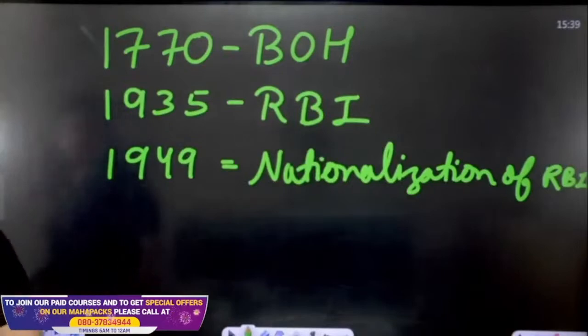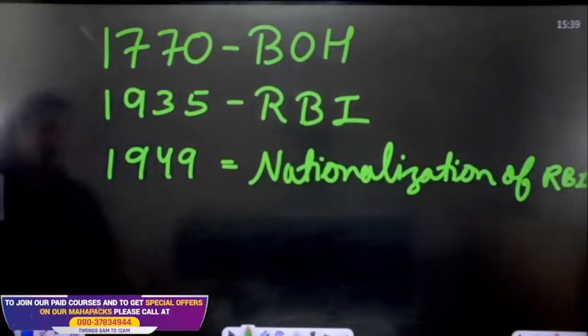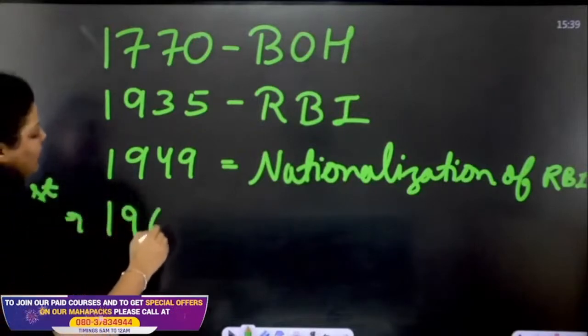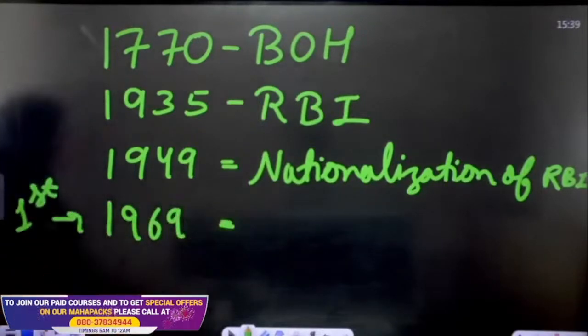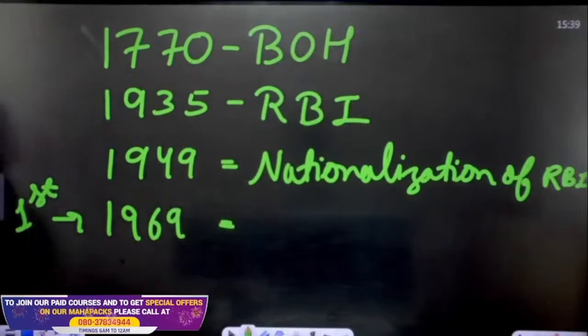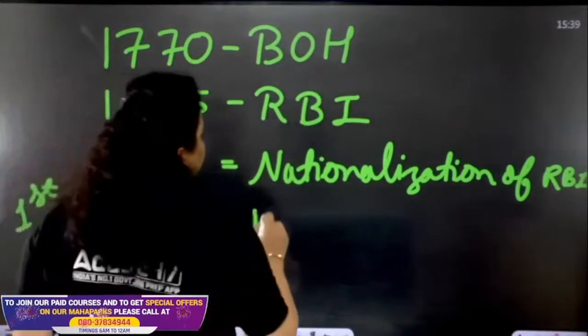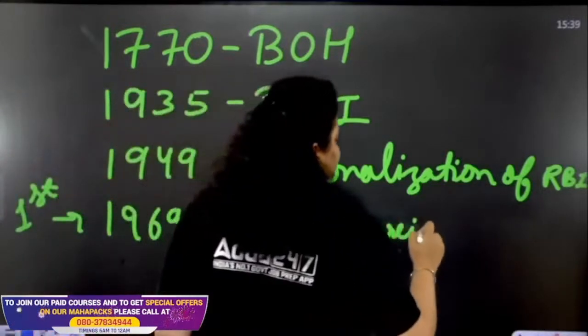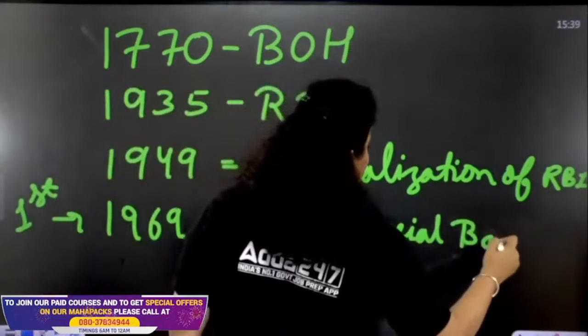Apart from that, if I talk about the nationalization of commercial banks, the first nationalization of commercial banks happened in 1969. In which year? In 1969, the first nationalization of commercial banks was seen, and 14 commercial banks were nationalized in the year 1969.